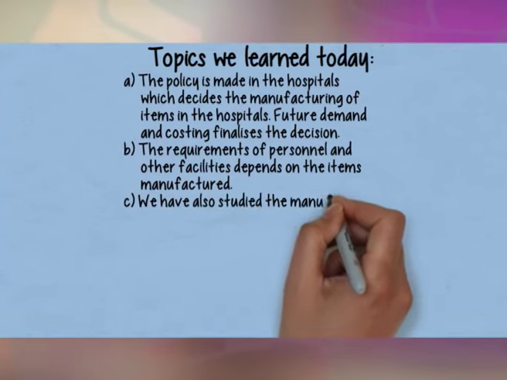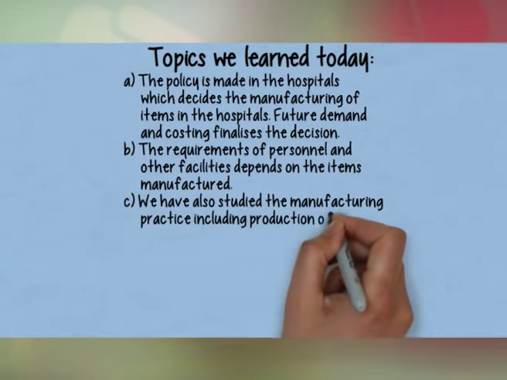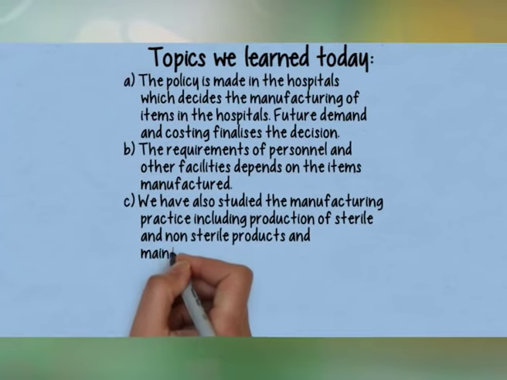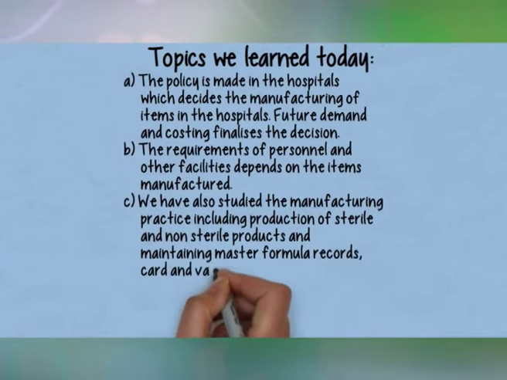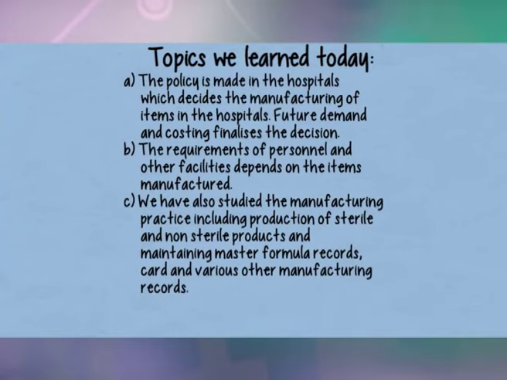We have also studied the manufacturing practice including production of sterile and non-sterile products and maintaining master formula records, card and various other manufacturing records. With all these information, here we come to end of today's lecture. Hope we have understood the details related to the topic. Further, have a look again on the complete topic yourself so that you are thorough with it. The decision of manufacturing products in the hospital is based on policy of each hospital's demand and costing.